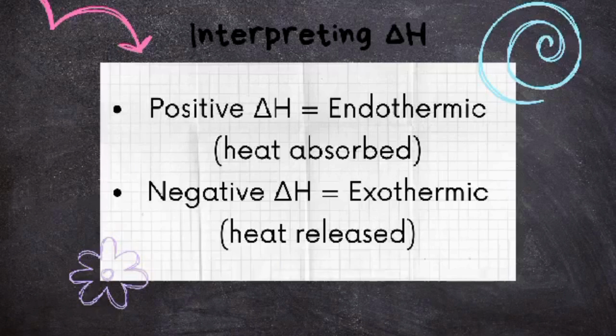Interpreting enthalpy changes is straightforward. A negative delta H means the reaction is exothermic, and a positive delta H means it's endothermic. The magnitude of delta H tells us how much heat is either released or absorbed.